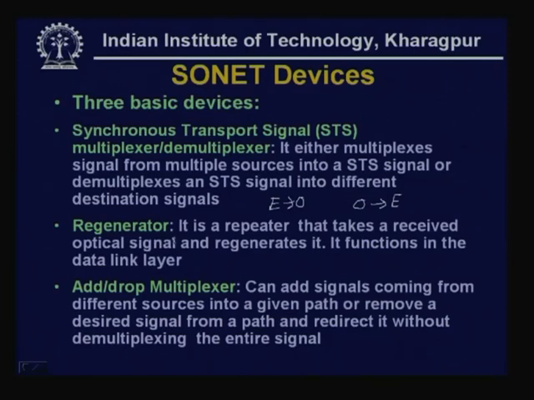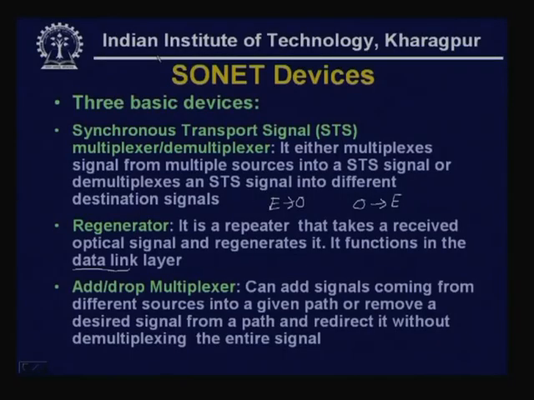Then you have got regenerators. It is a repeater that takes a received optical signal, removes noise and regenerates it. It functions in the data link layer. So, it does something more than simply regenerating the signal. As we shall see, it will take out some information and add some information in the frame. So, that is why it works in the data link layer as well as in the physical layer.